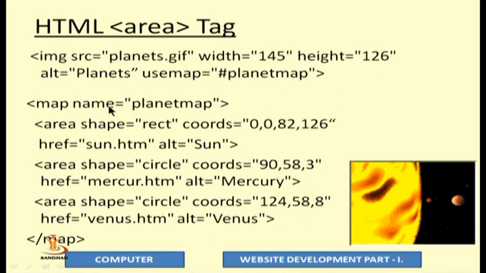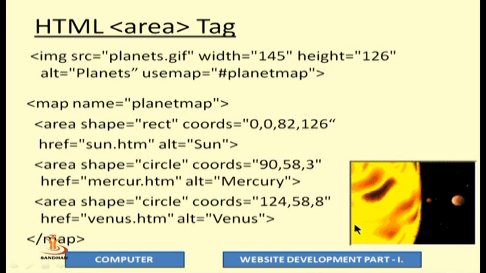So what I am doing over here is I am having one image named planets.gif, and in planets.gif I want 3 hyperlinks to be set, and in correlation I am setting area with planet map. So here my area is a tag. Here you have to specify in which mode you want to set the hyperlink.